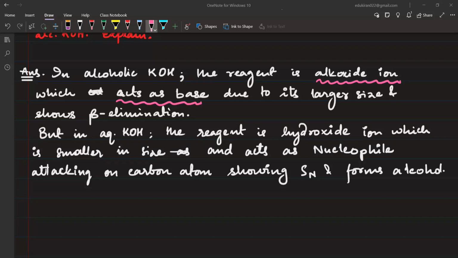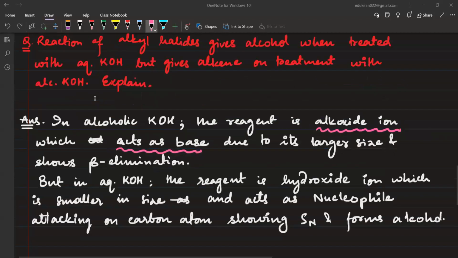Fine. Now, why does alcoholic KOH show beta elimination? Because the reagent is alkoxide ion, which is acting as base. So these two phrases are very important for this question: alkoxide ion and acts as base. Whenever you read this question, in your head you should have this phrase: alkoxide ion acts as base.